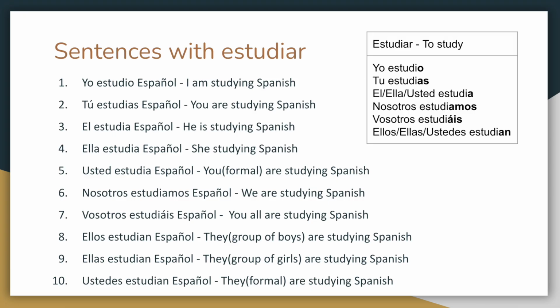And if you're translating a sentence from English to Spanish, first you translate the pronoun, then you find the verb. So in this case, studying is estudiar, but then you change the verb to match the pattern that goes with the pronoun, and you add whatever the rest of the sentence is.